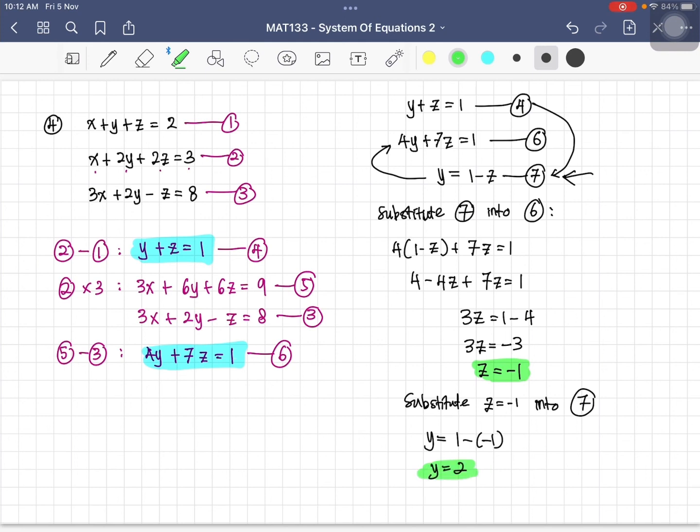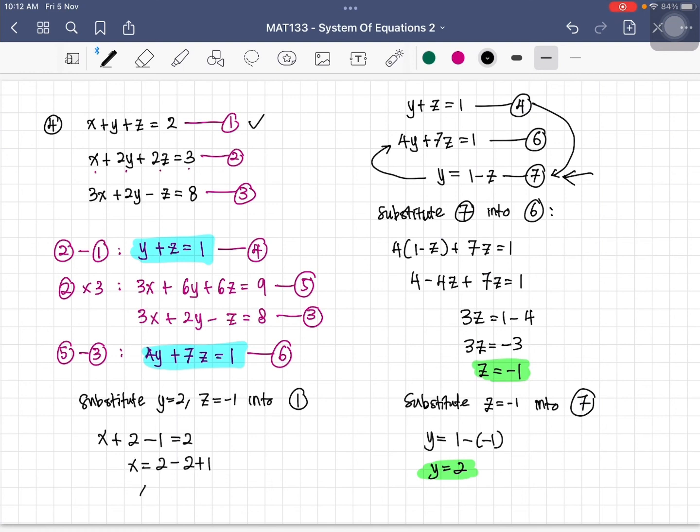To get a value for x, I can substitute y equals 2 and z equals negative 1 into equation number 1. So x plus y, which is 2, plus z, which is negative 1, so minus 1, equals 2. Therefore, x is given by 2 minus 2 plus 1. Therefore, x is a positive 1. So I have the third solution for this example. Now I've obtained the values for x, y, and also z.